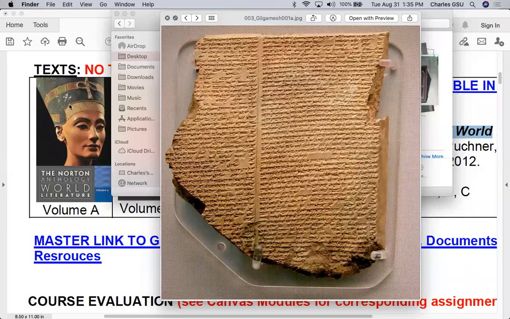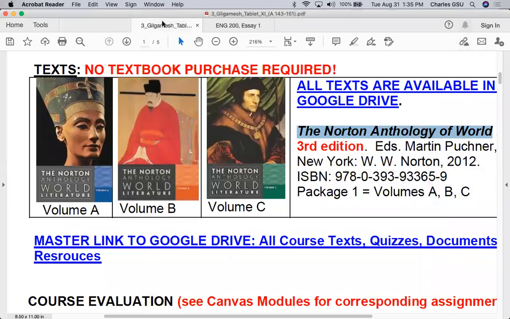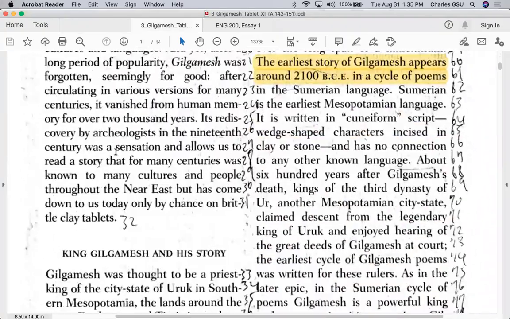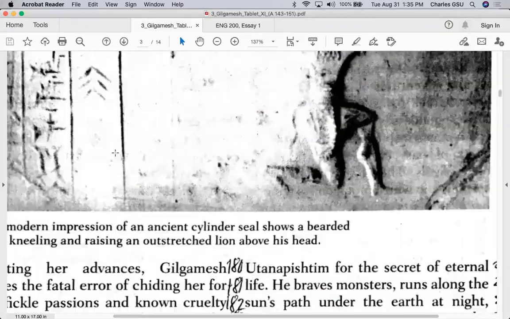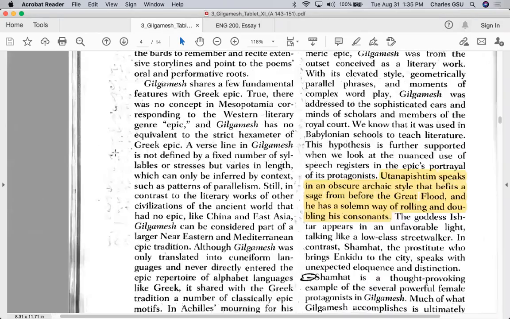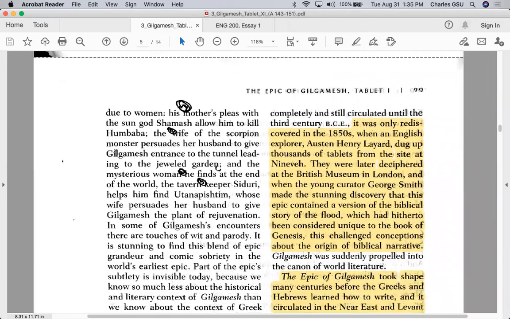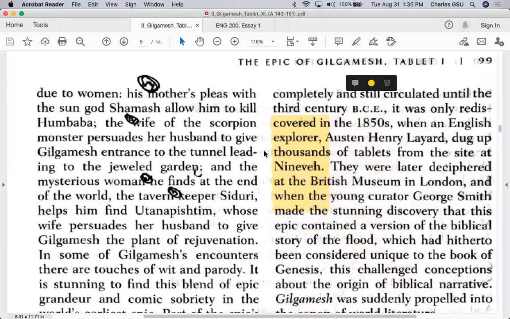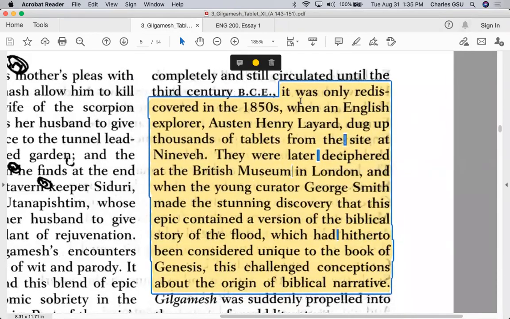And the text here tells us that, where is it? It was discovered in the 1800s, right here. This is on page 99, tablet 11. It was only rediscovered in the 1850s when an English explorer, Austin Henry Layard, dug up thousands of tablets from the site at Nineveh. Again, Nineveh, that important city that appears in Gilgamesh and the Bible and still is a city in Iraq.